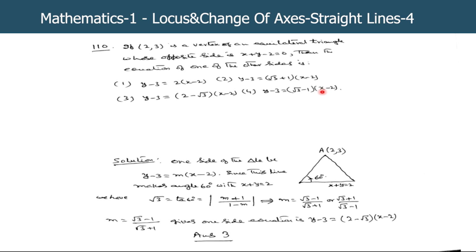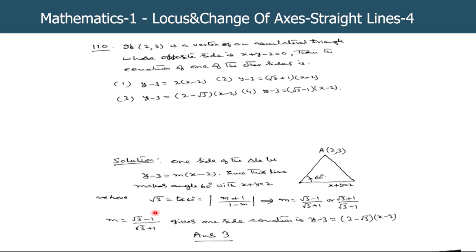So suppose one of the other two sides passes through (2, 3). Suppose one of the sides' equation be y minus 3 is equal to m into x minus 2. Since this line makes angle 60 degrees with the line x plus y is equal to 2, we have root 3 is equal to tan 60, which is equal to modulus of m plus 1 by 1 minus m. So that implies m is equal to root 3 minus 1 by root 3 plus 1, or root 3 plus 1 by root 3 minus 1.